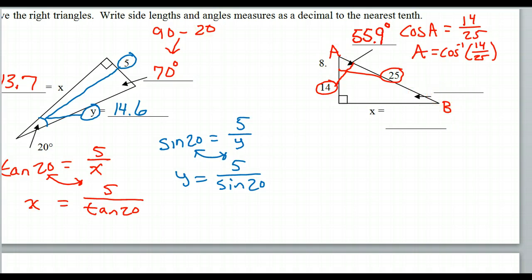Okay, now let's find the other angle. If I firmly believe in this angle, I can just subtract from 90. That would give me 34.1.